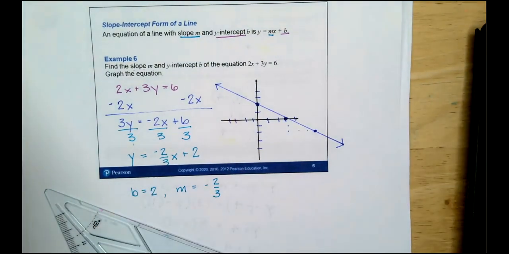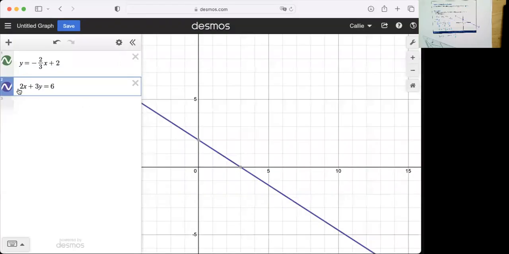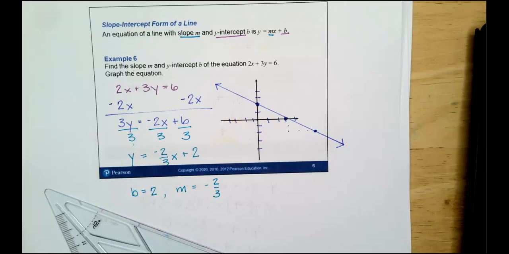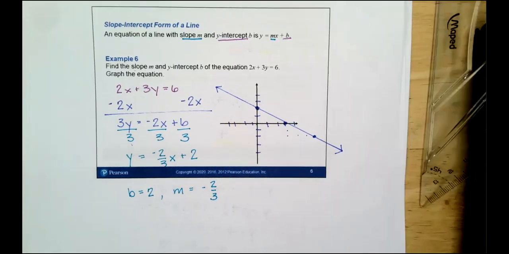And we can graph that in Desmos. So here's 2x plus 3y equals 6. And then here's how we changed it to y equals negative 2/3 x plus 2. Same equation. It will cross the y-intercept at positive 2 because that b is equal to 2. And its x-intercept is 3, 0. So it's just to verify that we know what we are doing.